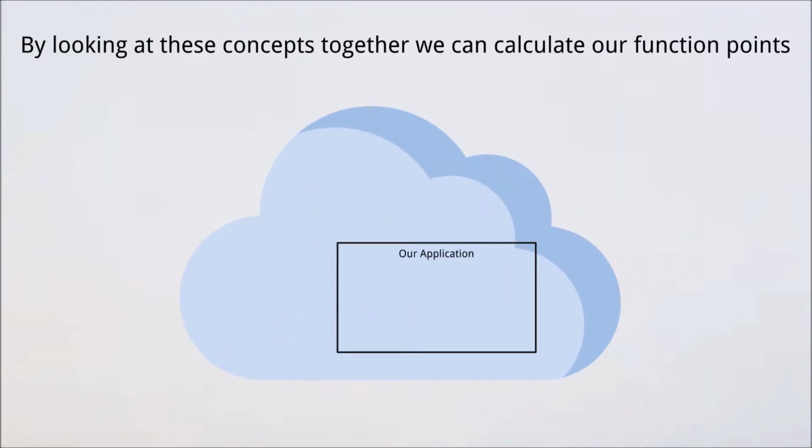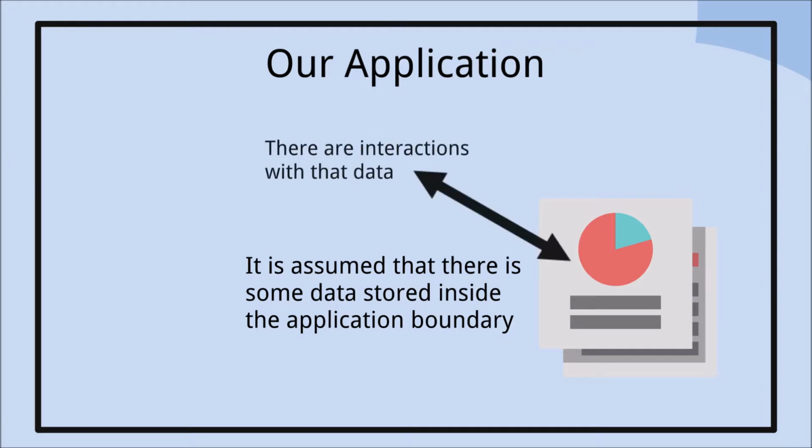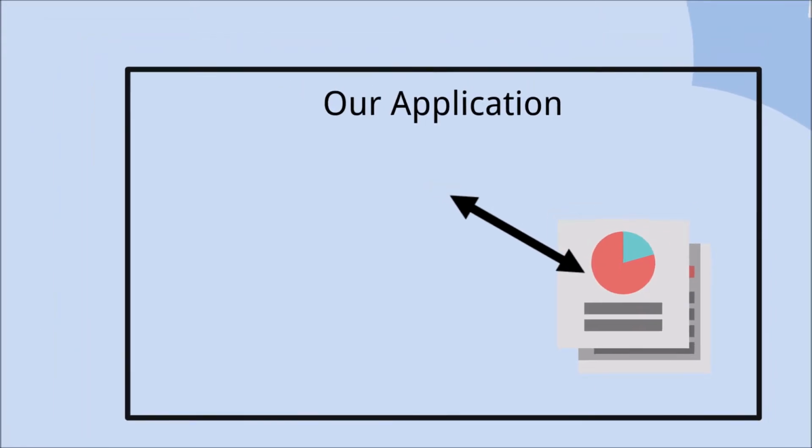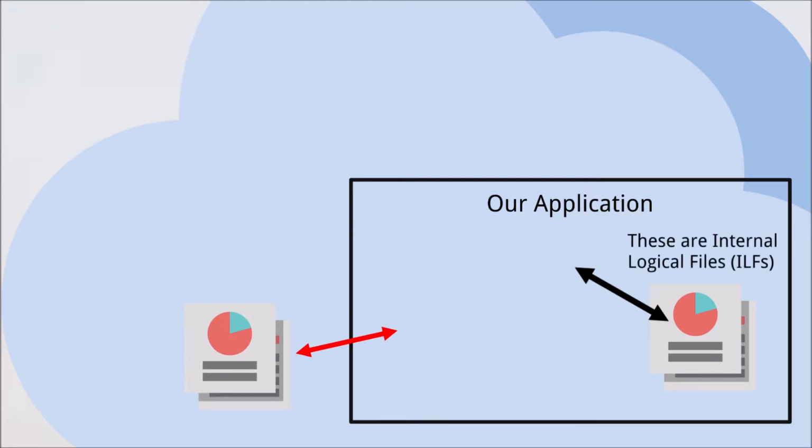If we look at those transaction types together, we can calculate our function points. We start with our application and assume that there is some data stored in the application, inside the application boundary. Then we assume that there is some data stored outside the application boundary. Now that may be actual data or other systems that contain data, but we look at it all as external data. We call the internal data internal logical files, and the external data external logical files.